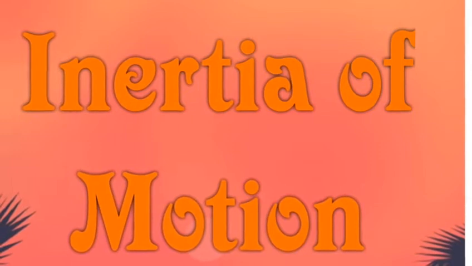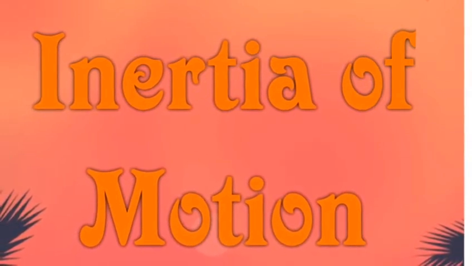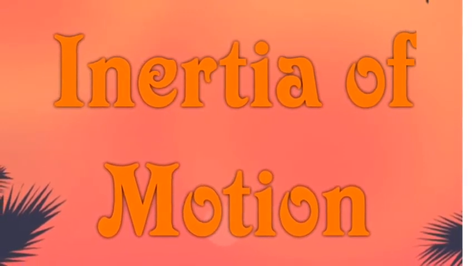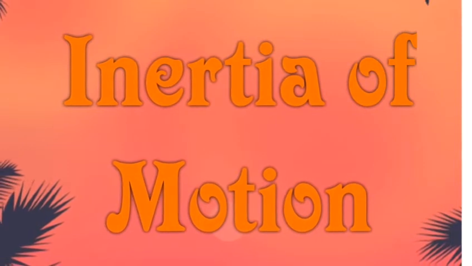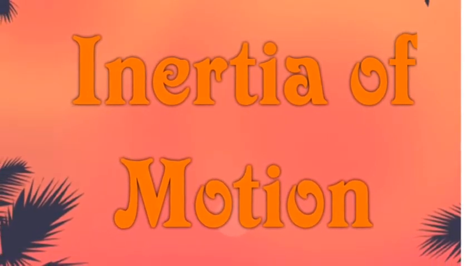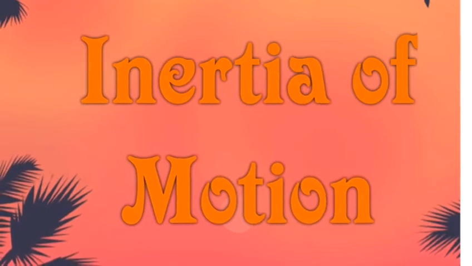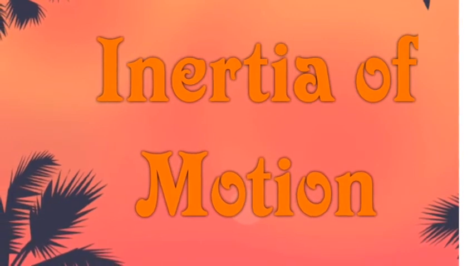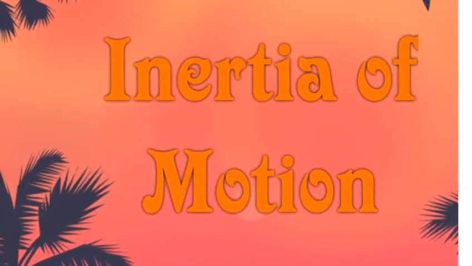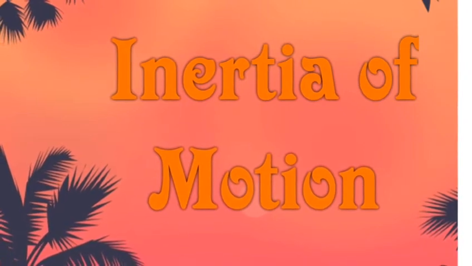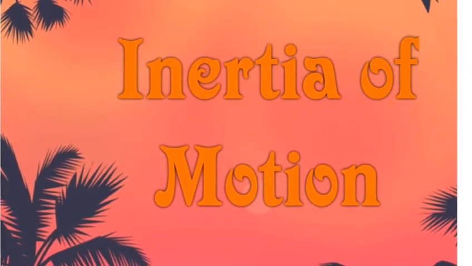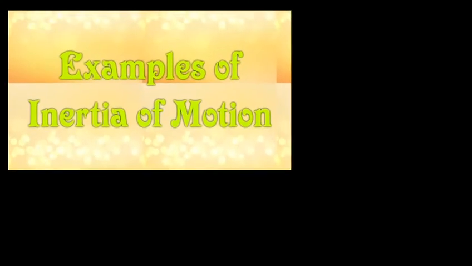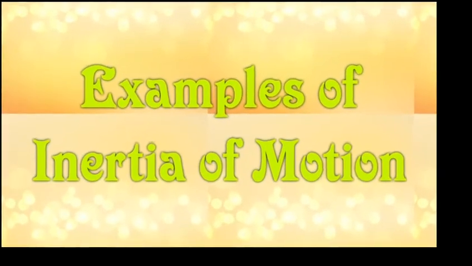Now students, imagine a situation where there is no friction between two surfaces. In that case, a body moving in a straight line with constant velocity will remain moving with the same velocity unless an external force is applied on it. This inherent property of the object or body is called inertia of motion. In other words, the property of a body by virtue of which it resists or opposes the change in its uniform motion is called inertia of motion. Now we will study the examples of inertia of motion.